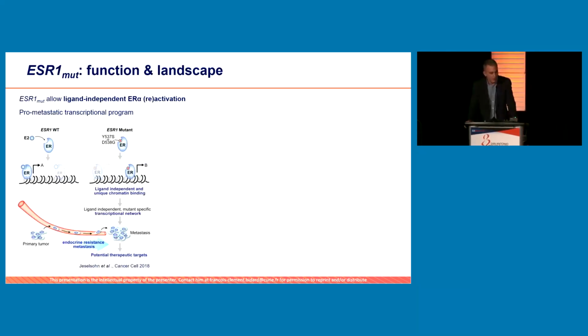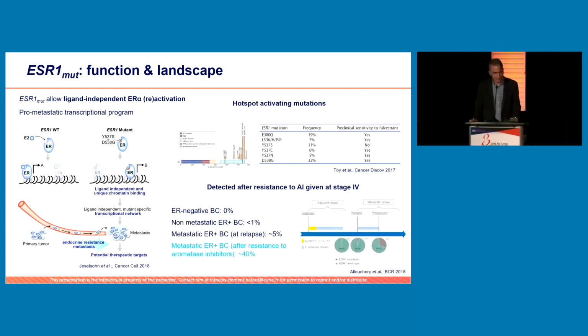So, very briefly, ESR1 mutations are activating mutations that restore the function of ER alpha in the absence of estradiol. This means these mutations are a mechanism of resistance to aromatase inhibitor when given at the metastatic stage. In terms of mutation landscape, as already shown, we have hotspots in ESR1, mostly in exon 5 and exon 8, which are in the ligand binding domain.